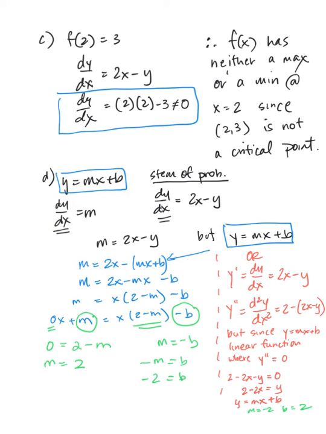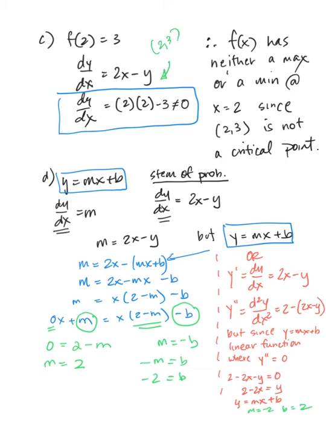All right, part C asks at the point f of 2, which is (2, 3), do we have a max, min, or neither? Putting that ordered pair (2, 3) into our first derivative, our differential equation, we actually get a value that's not equal to 0. And therefore f of x has neither a max nor a min at x equals 2, because (2, 3) is not a critical point.